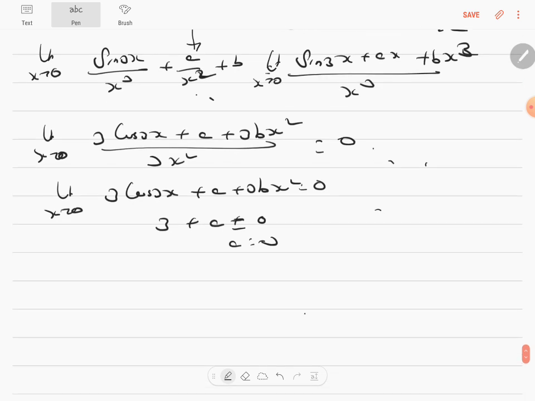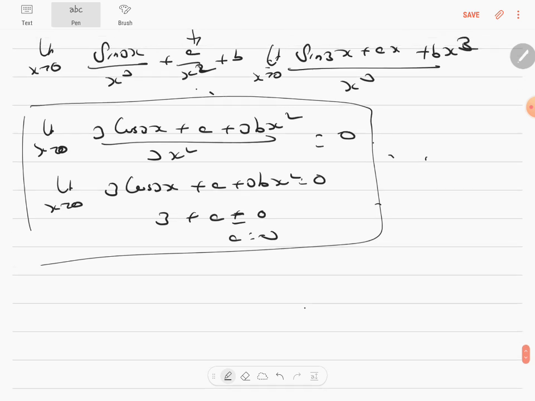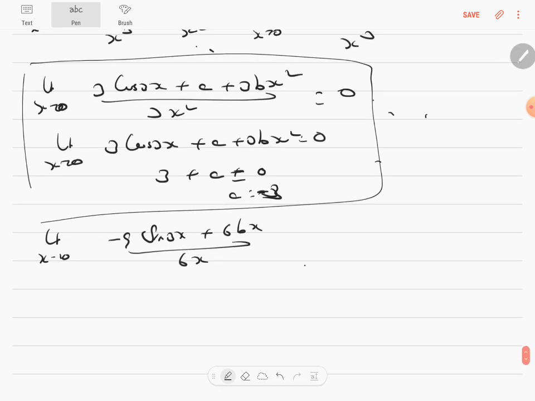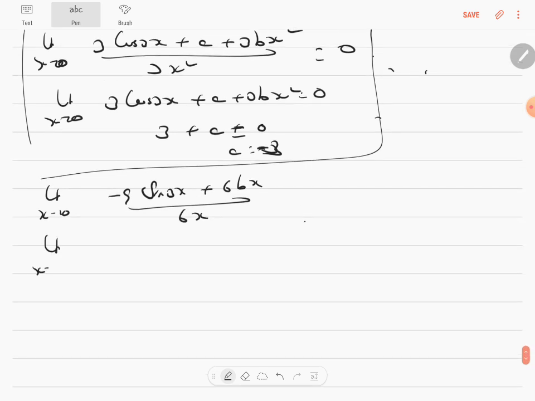So this is on first differentiation. Let's try to differentiate this again. The limit of x tends to 0. It will be minus 9 sine 3x plus 6bx by 6x. Now put x as 0 in this. But it's by 6x. So there's no way to go; you have to differentiate it again. So it's minus 27 cos 3x plus 6b by 6.